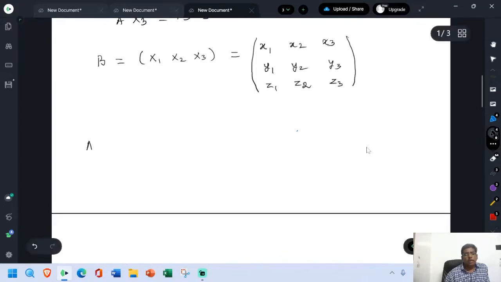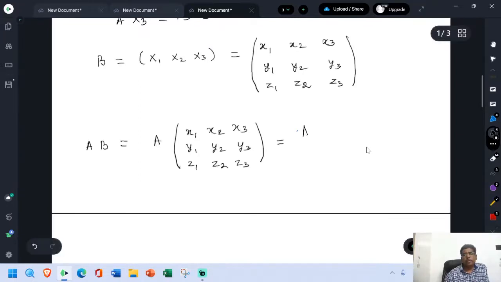A is a matrix of order 3 by 3. Now find out the value of A into B. A into the value of B, which is x1, x2, x3, y1, y2, y3, z1, z2, z3, is equal to A into capital X1, capital X2, capital X3.